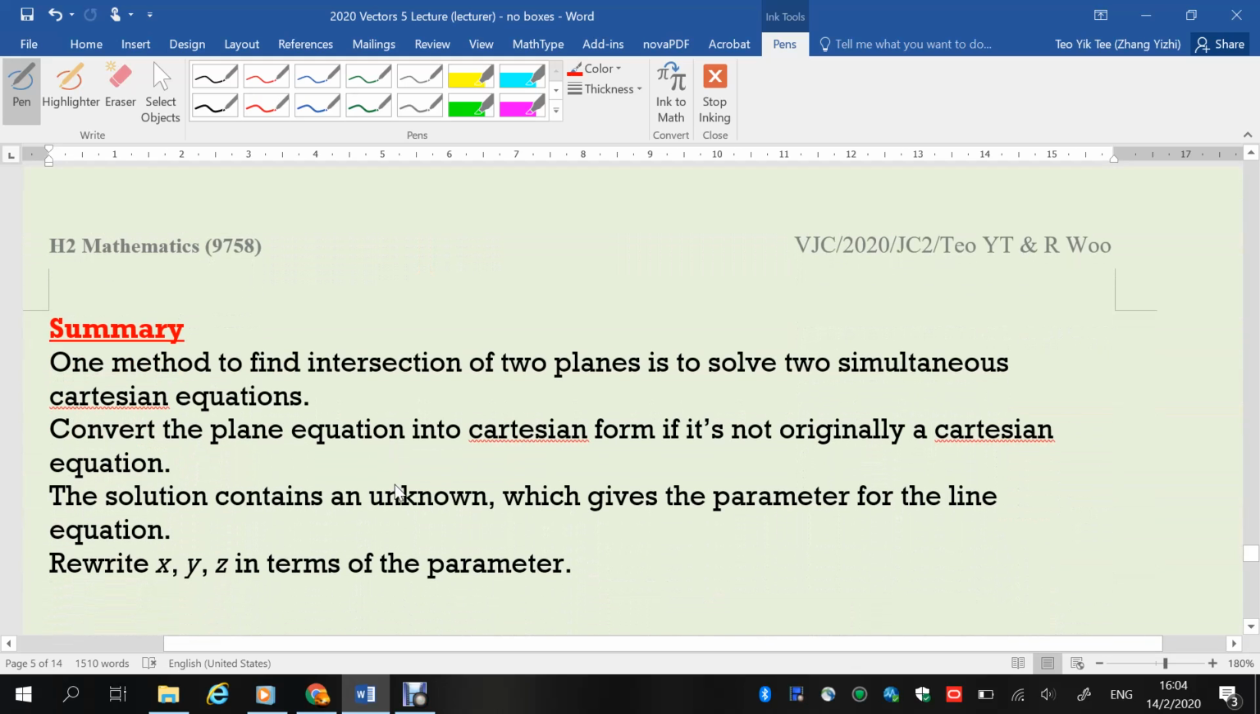Okay, so in summary, to find the intersection of two planes, it is always very simple. You activate your GC. The trick is to convert into Cartesian equation so that you can use your GC.